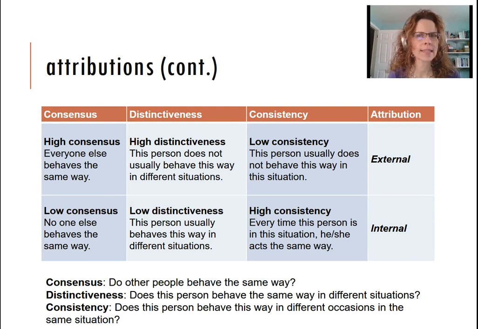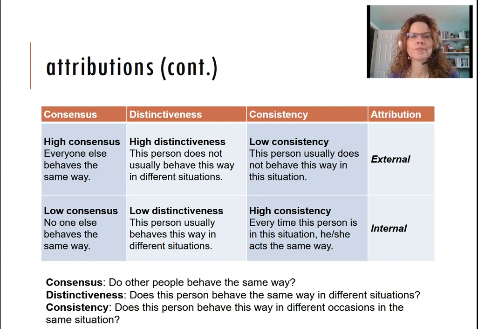All right, so let's take these 3. Let's use an example. We're going to start on the lower row, where we're going to end up making an internal attribution. So again, imagine the person who is late to class. And I'm going to work right to left. So the person is late to class, and you know what we've noticed?